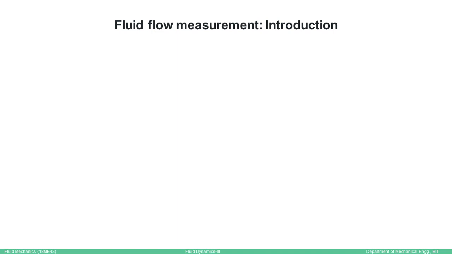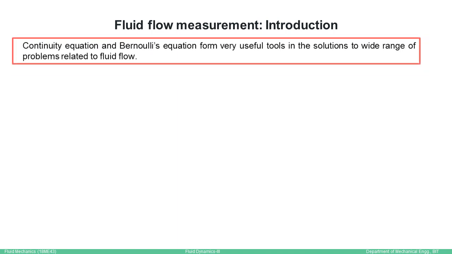We use different techniques for measuring a fluid flow rate, and Bernoulli's equation and continuity equation become very useful in measurement of fluid flow. We apply the law of conservation of mass and the law of conservation of energy to find out the flow rate through pipelines or open channel flow.